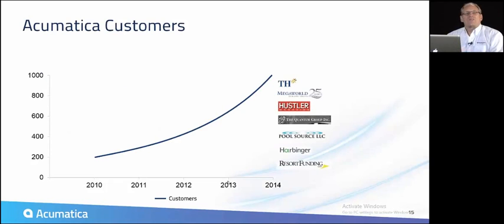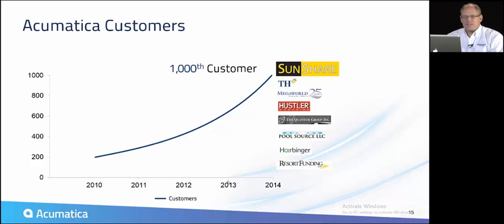But it all comes down to the kinds of organizations who are utilizing Acumatica. And just recently at our Partner Summit, we announced our 1,000th customer. This is an organization from Colorado called Sunshare. But you can see the customer growth trajectory is very, very strong. Why do we talk about this?